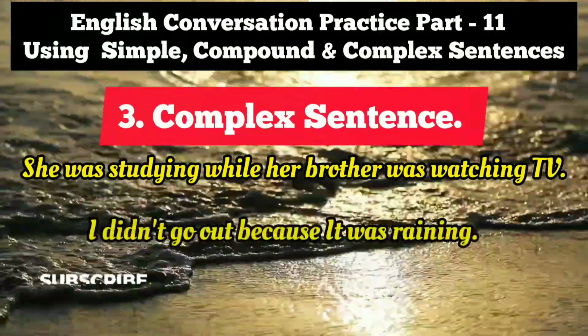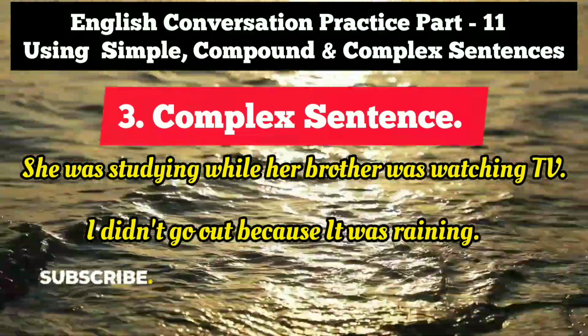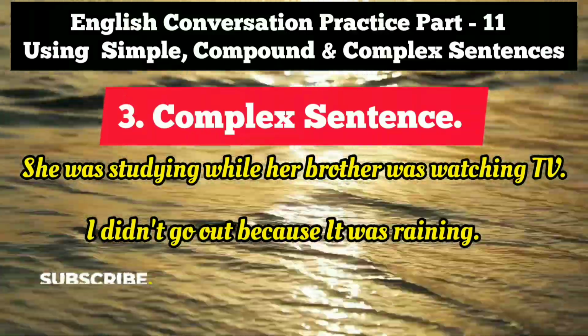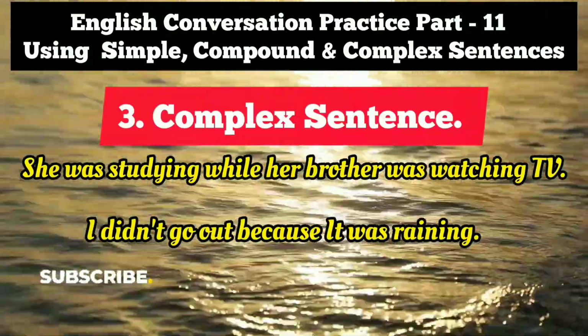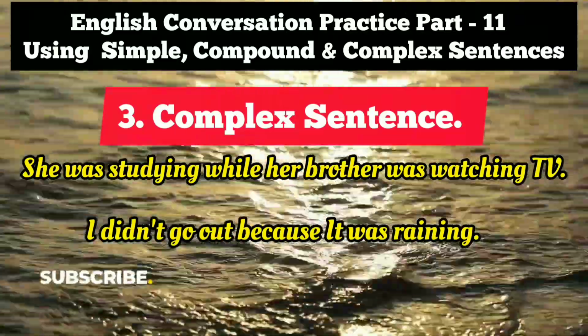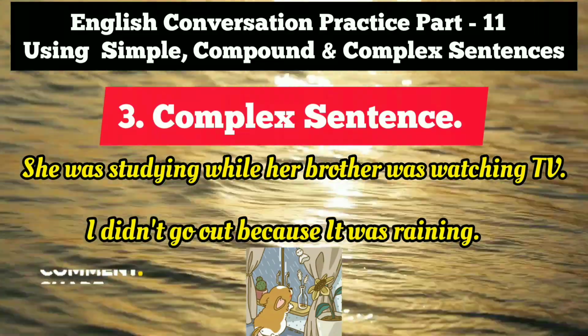I didn't go out because it was raining. So here again you see that I am using because and joining the independent clause, I didn't go out, and the reason or the dependent clause is it was raining. So why I didn't go out? Because it was raining. That's the dependent clause, and I'm joining it with because to the independent clause or the main clause.